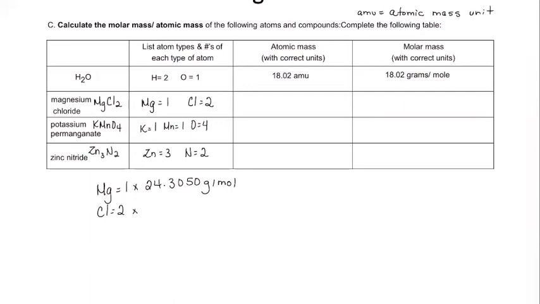Okay. Then when we go to chlorine, it is 35.453 grams per mole. Okay. For those students that are like, Dr. Luz, where are you getting those numbers from? The periodic table. Okay. So 1 times the 24.3050 is going to be 24.3050 grams per mole.